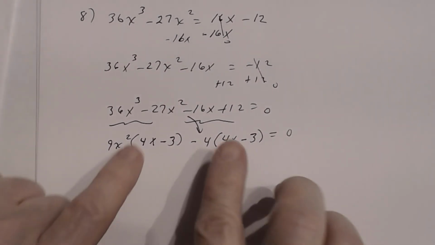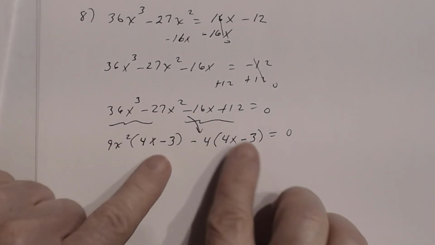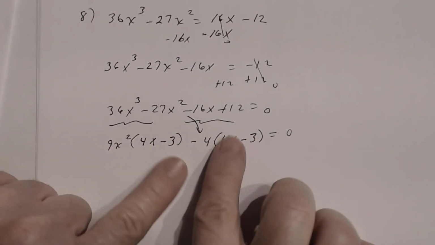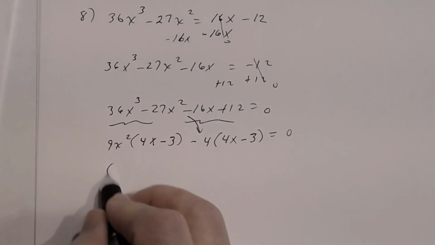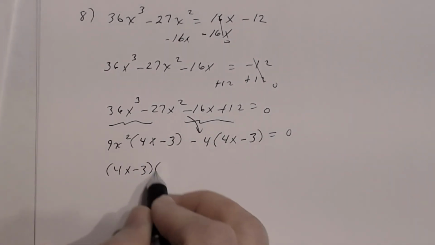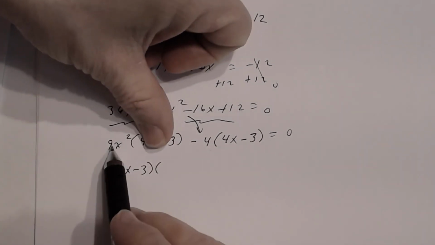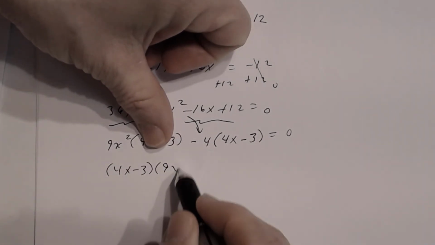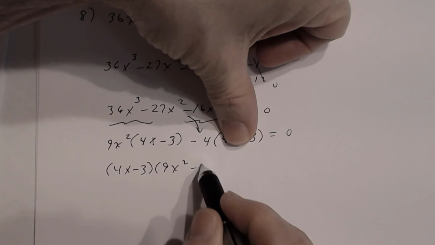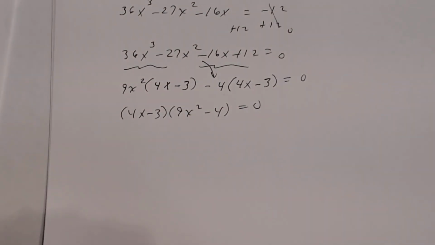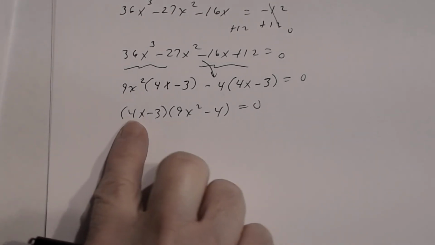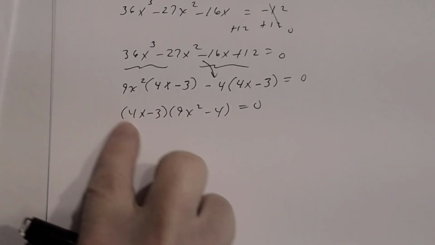And notice that if this is factorable and I'm doing this correct, then these two groups have to have the same factor, and they do, 4x minus 3. So I'm going to factor out the 4x minus 3. And when I do that, I get 9x squared minus 4, and that's equal to 0. And so notice, just like you did before, that these two factors, the first one's linear.